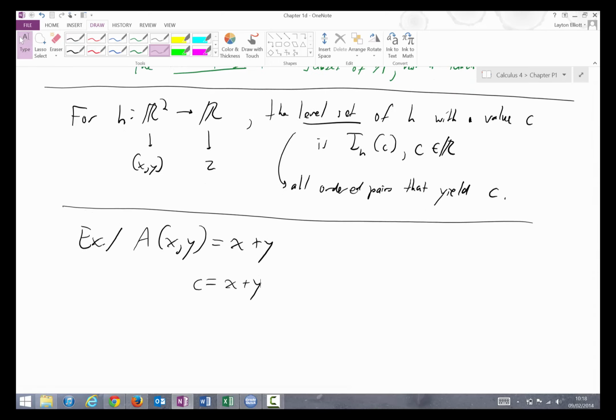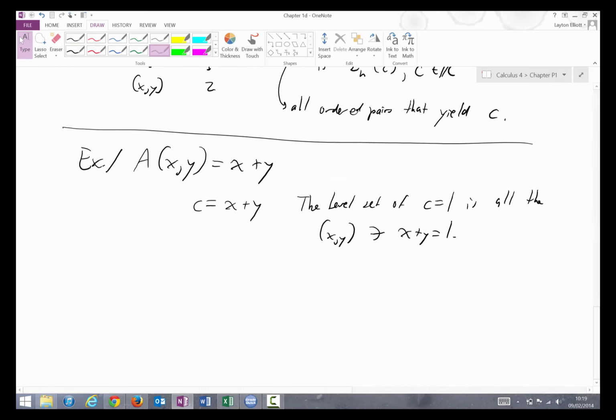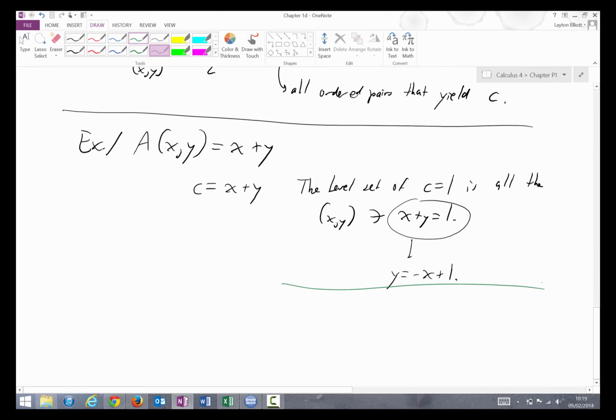And so one example of a level set would be to say the level set of c equals 1 is all the xy ordered pairs such that x plus y is equal to 1. Basically all the numbers that add up to 1. Well, that's not too hard to figure out. What are all the ordered pairs that add up to 1? That could be the line y equals negative x plus 1. And so that's a way to describe that. That would be a solution to that. The level set of c equals 1 is y equals negative x plus 1. All those points.